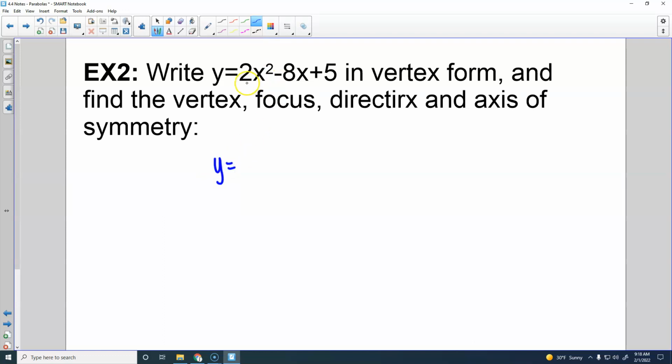So I'm going to factor out this 2 right here, but I'm only going to take it out of the first 2 terms. So I'm going to do 2x squared minus 4x. I'm going to go ahead and put a plus blank right here. And this plus 5 is going to stay over here on the side.